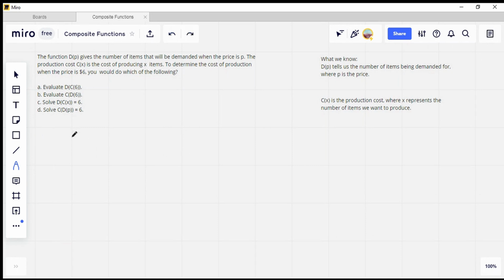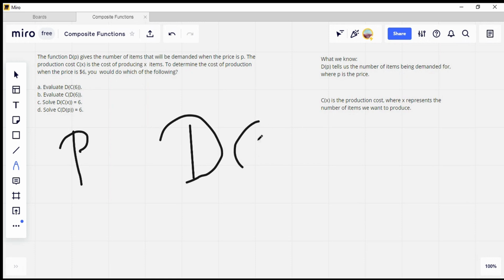So p would be the price, and if we plug it into D(p), into the function, we can find out the number of items that we need. So that is what D(p) means: the number of items being demanded, more precisely.